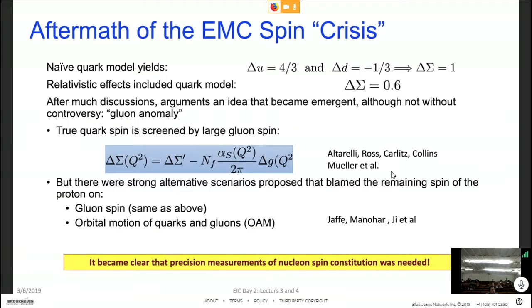In the meanwhile, people had explained, this is Altarelli, Ross, Carlitz, Collins, and Mueller, that the delta sigma you're measuring is a Q-squared dependent factor: the bare, Q-squared independent one, plus alpha s times delta g. So if delta g is large, then alpha s times delta g is large, and some of this will be taken over by delta sigma. So as long as delta g is large, you should be able to measure it somehow. That's the message we were given by the theorists at the time: go measure the spin of the gluons. And that's what we started measuring.